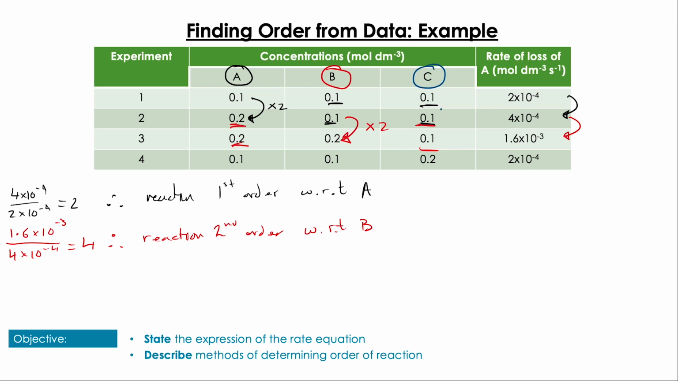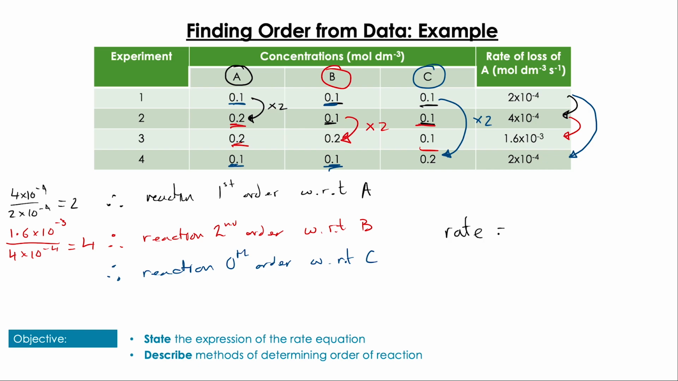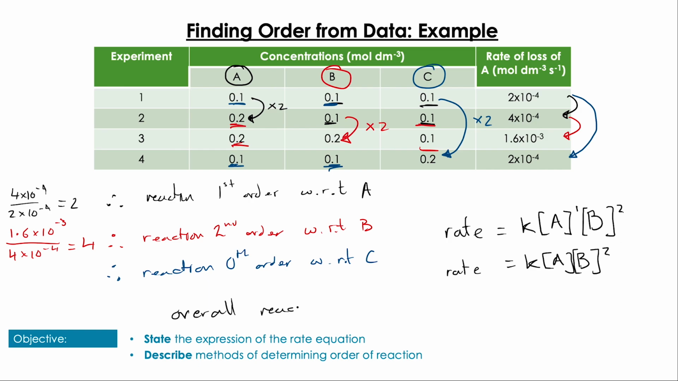Lastly, we're going to look for C, and we're going to find the same thing again. We want to find where C changes and the other two reactants remain the same. So 1 and 4 work well for this. Now here we're doubling the concentration of C and the reaction rate remains the same. So the reaction must be 0th order with respect to C. So the overall rate expression must be rate equals k times [A] times [B] squared. And the overall order of the reaction is 3, or third order.